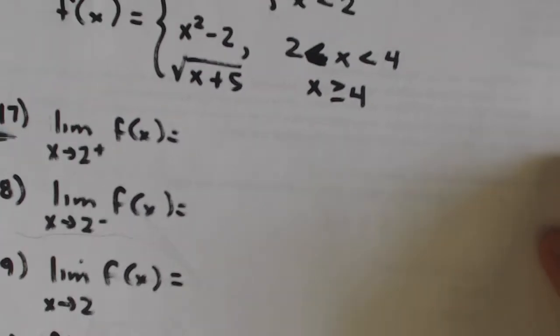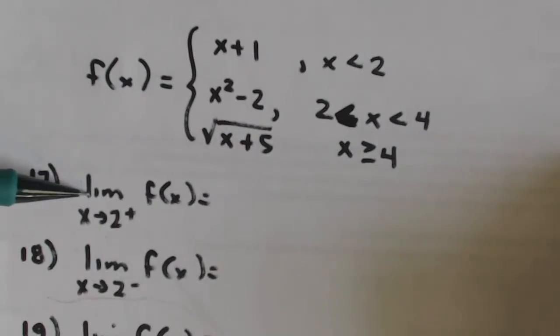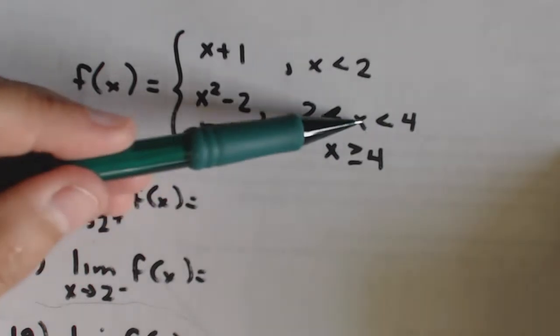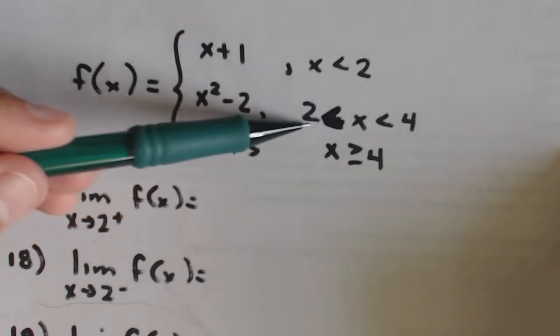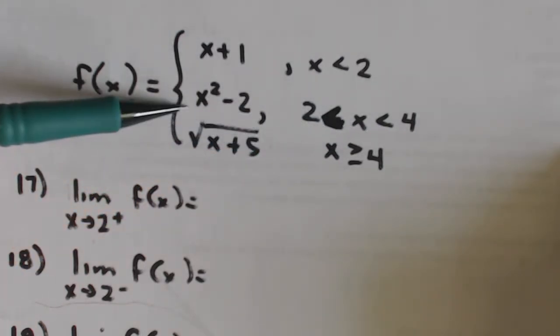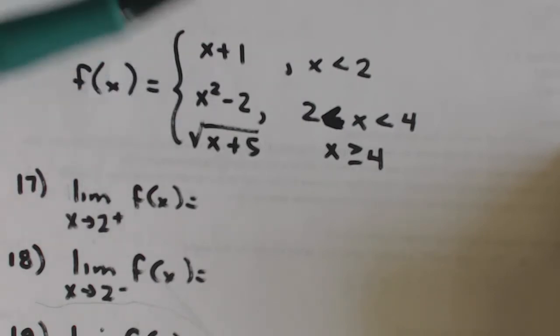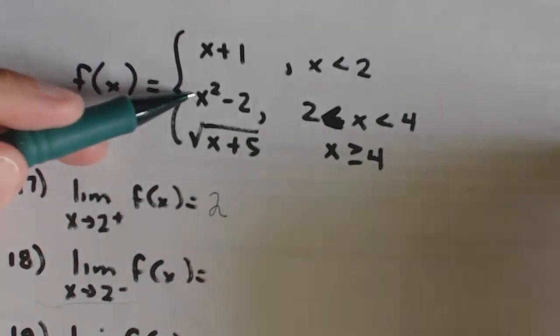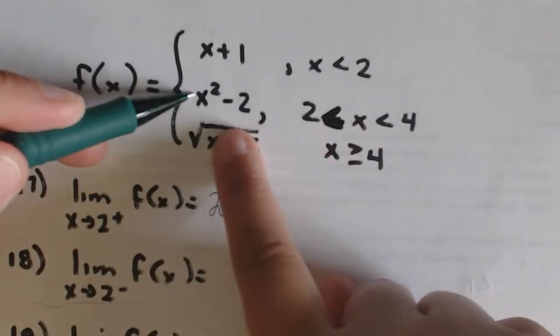So this is question 17. The limit of f of x as x approaches 2 from the right. Well, x is greater than 2. When x is greater than 2, that's the numbers to the right of 2, then you would use the parabola. So if I put 2 in here, 2 squared is 4, minus 2 is 2. So the limit of this function as x approaches 2 from the right is 2.